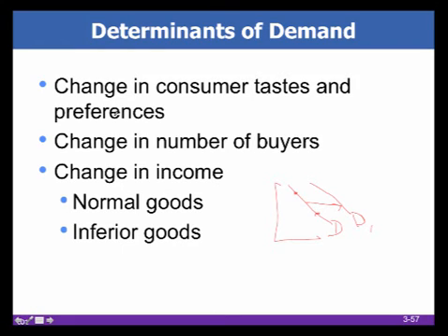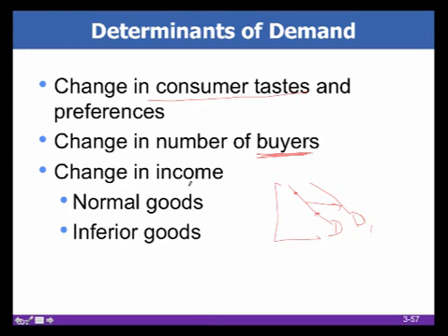So that could be a change in consumer taste. So all of a sudden we didn't like corn before, now we do. Change in number of buyers. So a bunch of immigrants come and all of a sudden there's more people purchasing things. More buyers will demand more. A change in income. Let's say that everybody becomes wealthy.